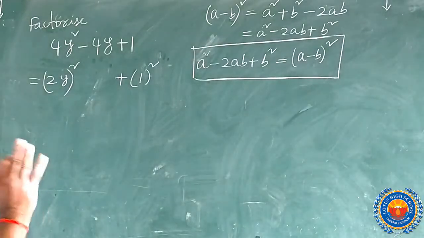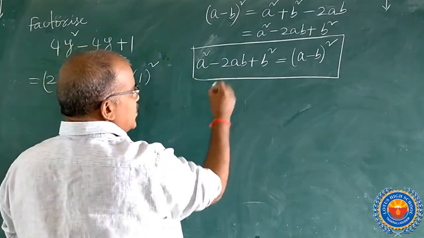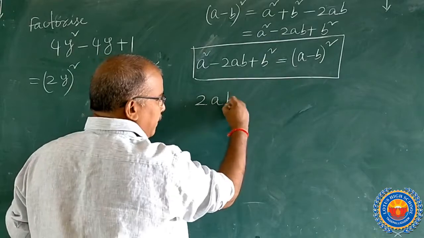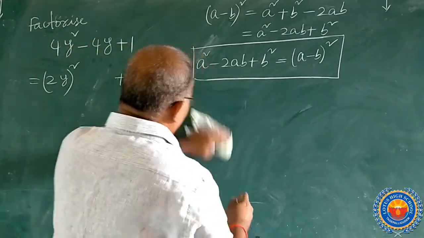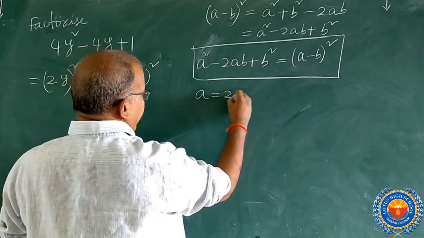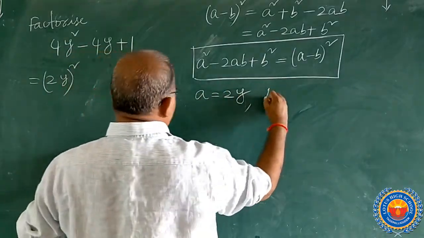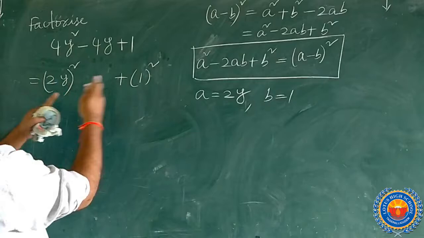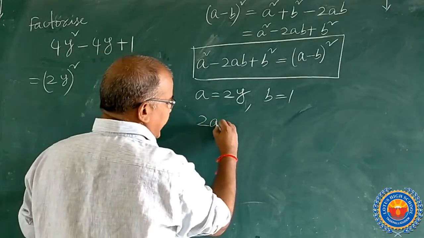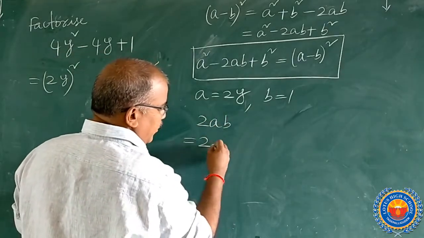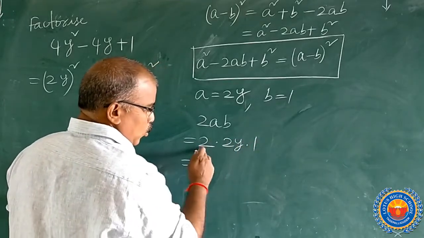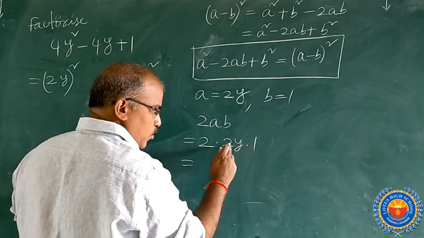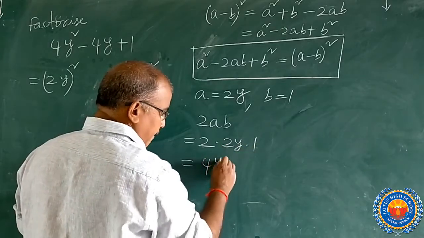Now I have to check the middle term. Minus I am not taking, only I am taking 2ab. First of all I have to write a is equal to 2y, and b is equal to 1. The 2ab term: 2 into a into b, 2 into 2y into 1. 2 twos are 4, 4 into 1 is 4, so 4y.